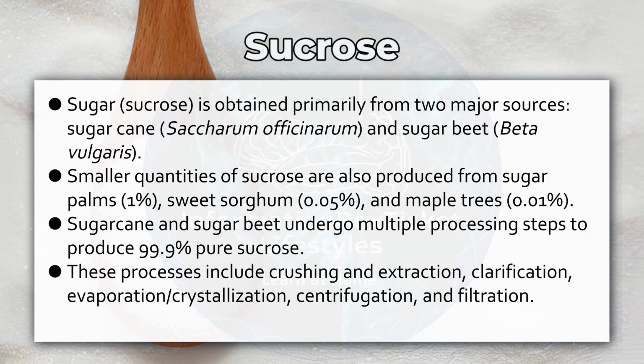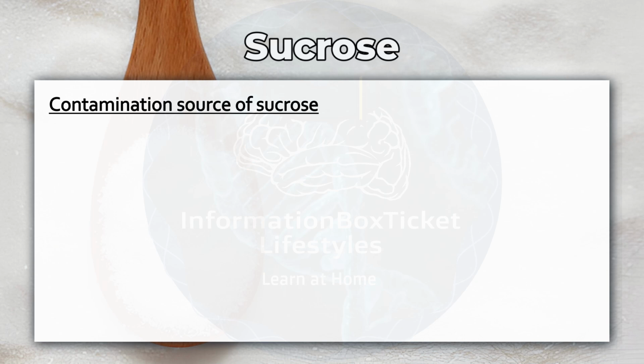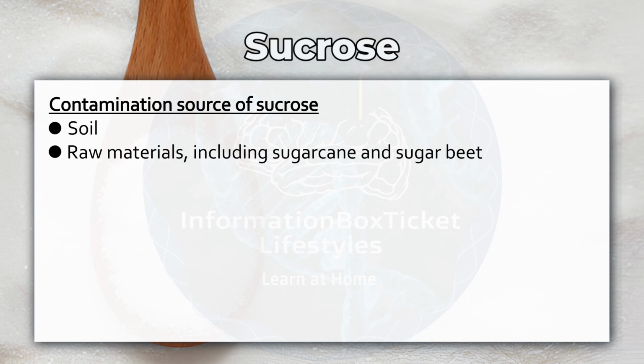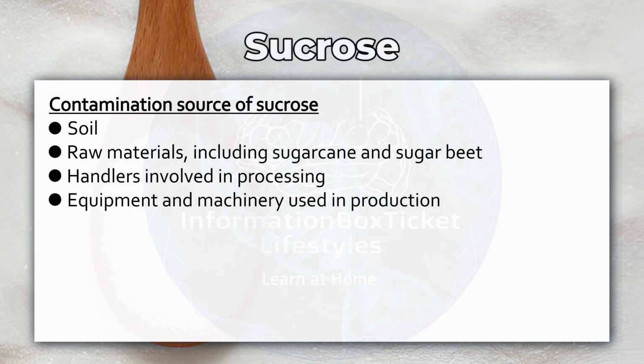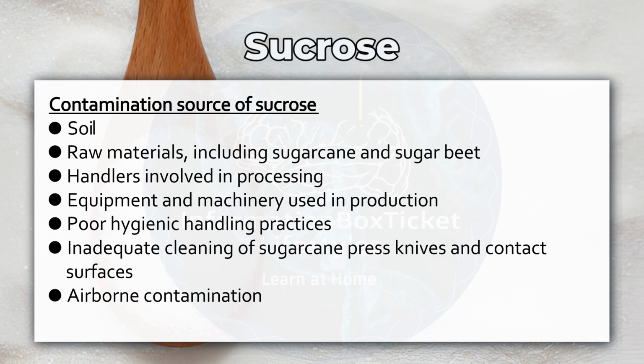These processes include crushing and extraction, clarification, evaporation, crystallization, centrifugation, and filtration. Contamination sources of sucrose: soil, raw materials, including sugarcane and sugar beet, handlers involved in processing, equipment and machinery used in production, poor hygienic handling practices, inadequate cleaning of sugarcane press knives and contact surfaces, airborne contamination.